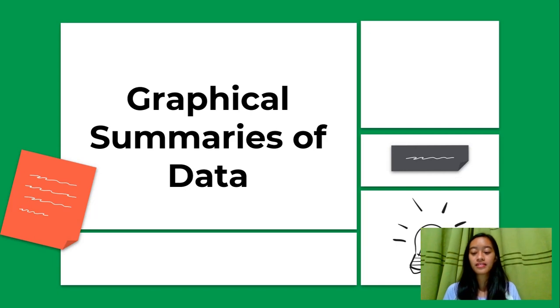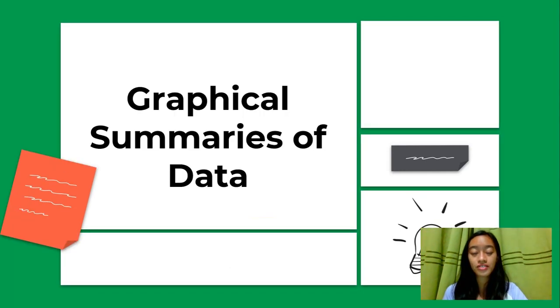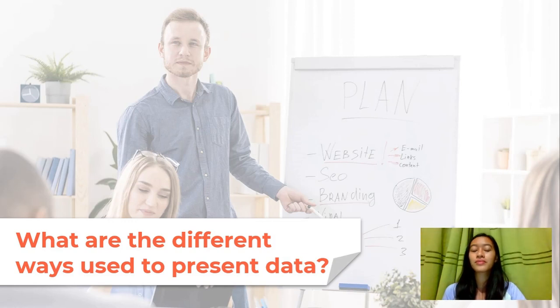So first, there are two main things that we're going to discuss. The first one is the graphical summaries of data, and the second, the numerical summaries of data. Let's start first with the graphical summaries. All of those things that we discussed, the presentation of data, are also summaries of data. So we're just going to run through again all of these different ways of presenting data.